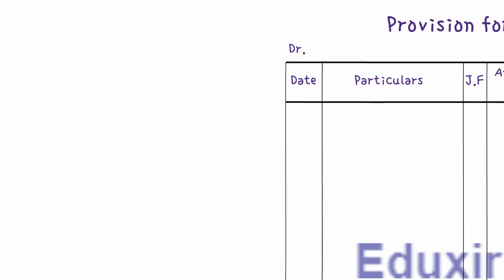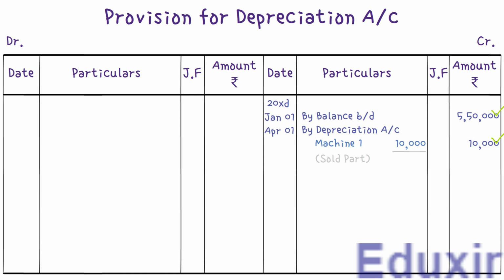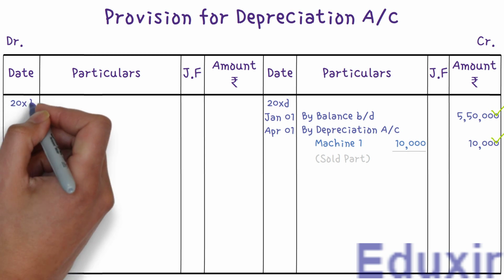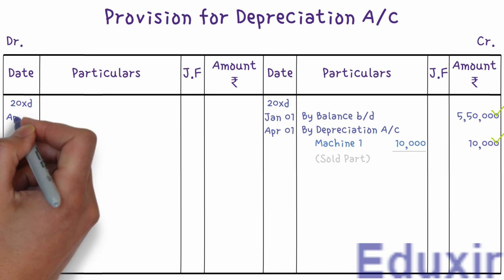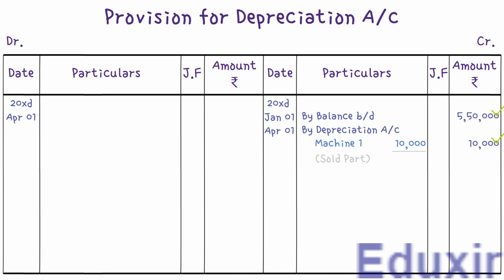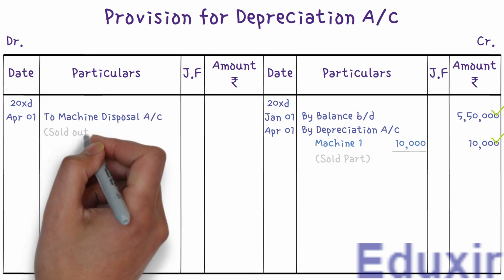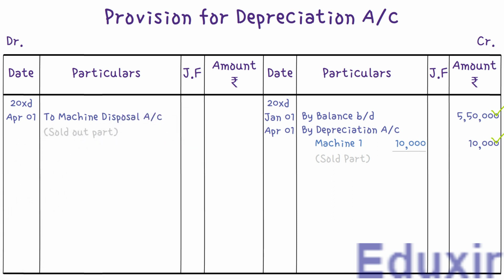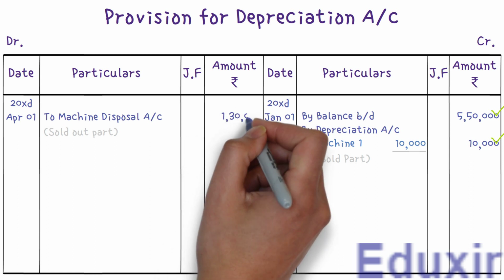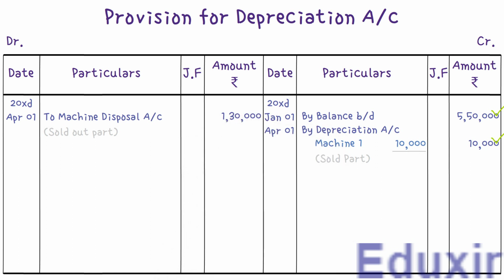Now this transaction requires us to debit the provision for depreciation account, and as this is going to be the first posting on the debit side of the provision for depreciation account, let's first write the year in the date column. Let's then write the date. Let's then write machine disposal account for the sold out part of the machine 1 in the particulars column. Let's then write the debit amount of 1,30,000 rupees in the amount column on the debit side. With that, we have completed the posting of the debit part of this transaction into the provision for depreciation account.